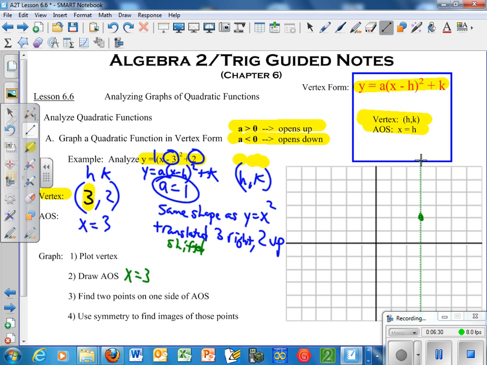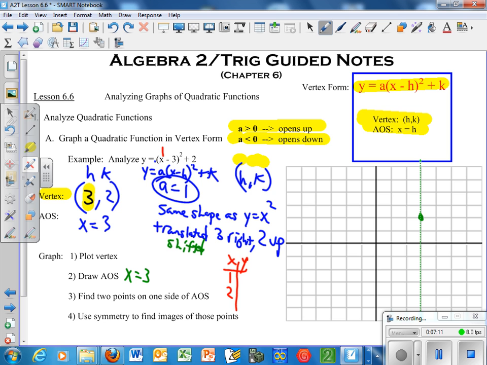Find 2 points on one side of the axis. I'm not going to do a whole xy table. What I'm going to do is just do a couple values here. So 3 is the middle of our parabola, or an x value of 3. That's where our vertex is. So let's do a couple x values to the left of 3. So I'm going to do 1 and 2. If I put 1 in there, so if I go back up here and I put 1 in for x, I put a 1 right in there.